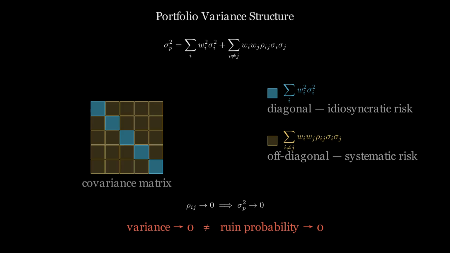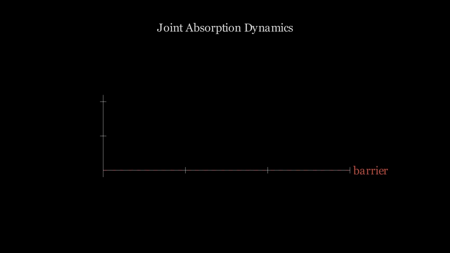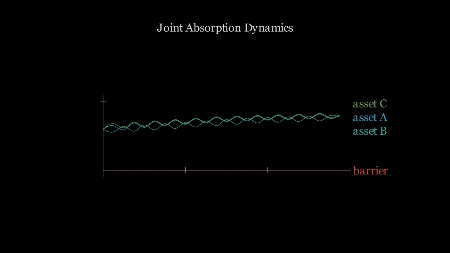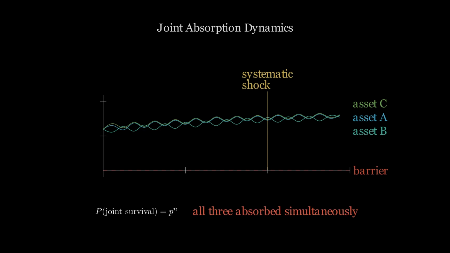When correlations approach zero, portfolio variance approaches zero as well. But variance going to zero does not mean ruin probability goes to zero. Three independent assets each have their own survival probability. The probability of all three surviving is that probability raised to the power of 3. But a systematic shock does not act on assets independently. All paths absorb at once, regardless of how different their trajectories were.